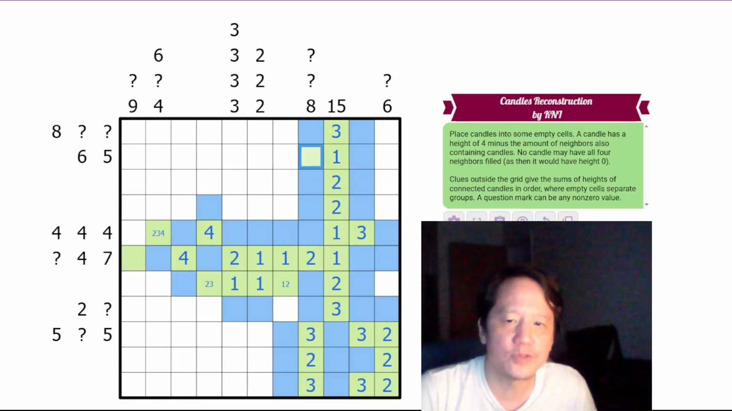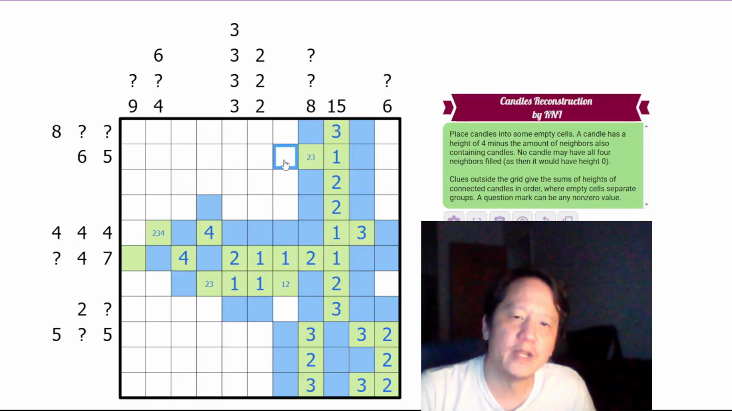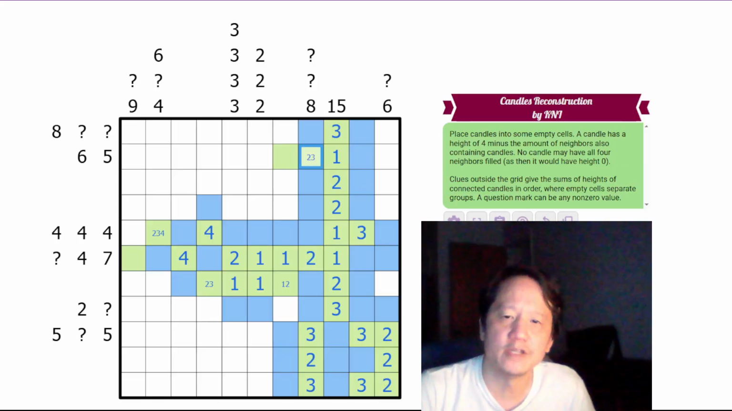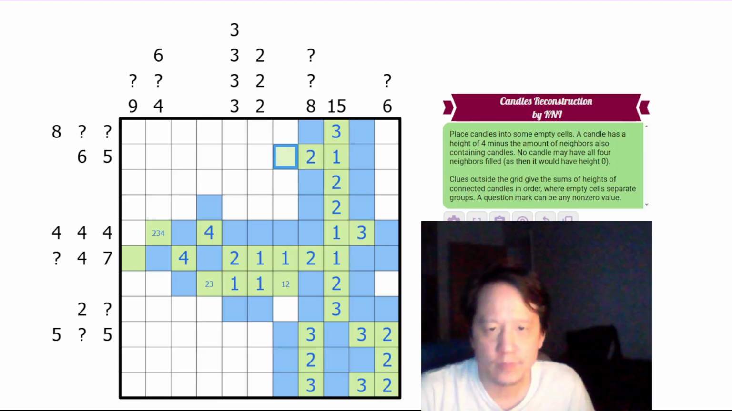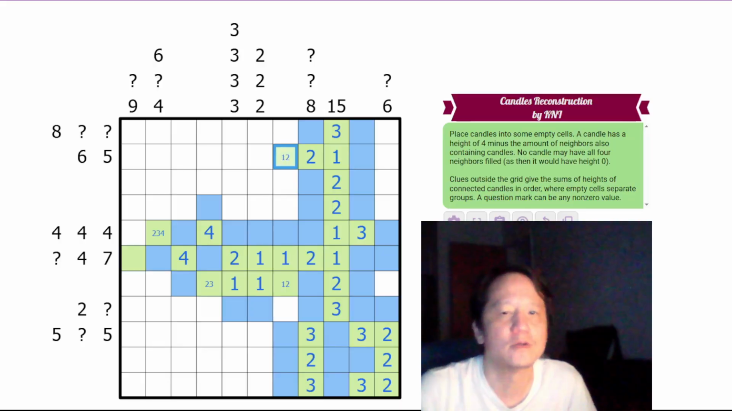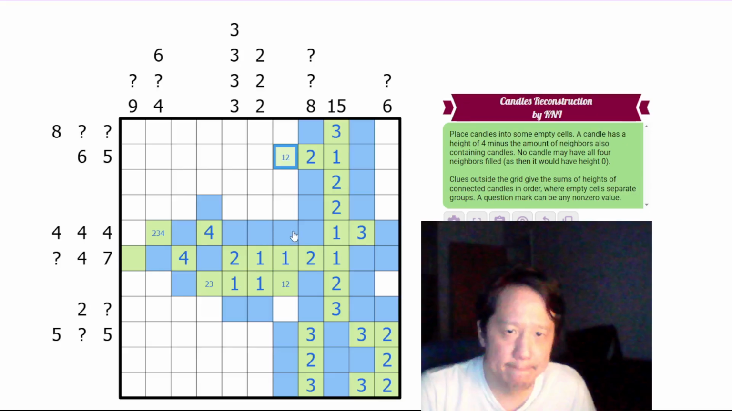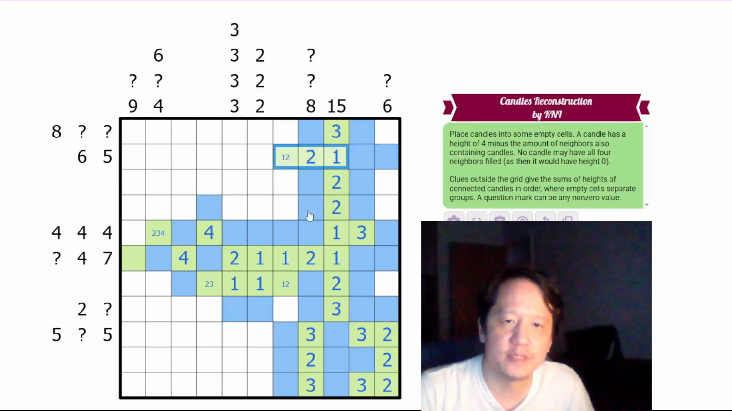This must be 2 or 3. It has to be 2 because it must go to here because this doesn't add up to 5 yet. So this has 2 neighbors with candle. 4 minus 2 then is 2. So this must be 1 or 2 here. Okay, we don't have a candle here because this has to be a 5. This is 6, that's fine. This, we don't know.